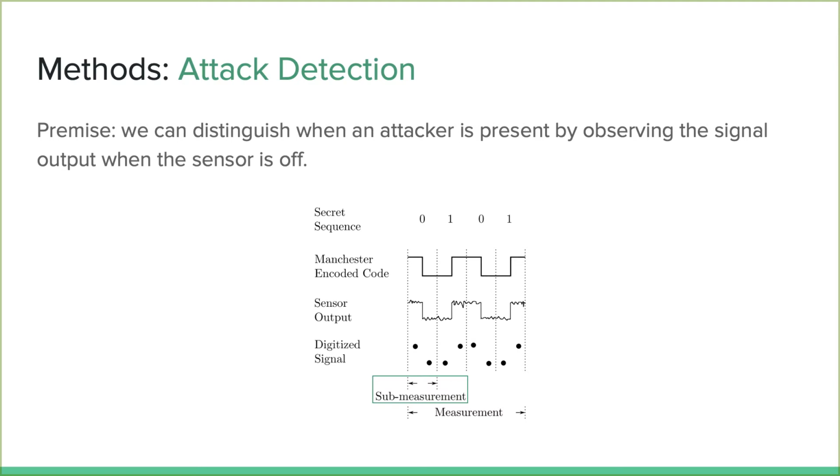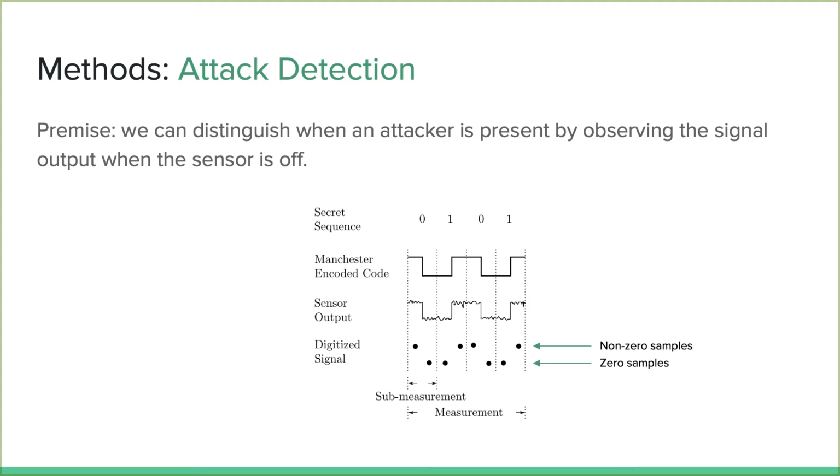for each bit, and in this case we're taking 2 readings, one when the sensor is turned on and one when it's turned off. And finally, after every n sub-measurements, we'll take an official sensor reading measurement, and that will be our sensor reading. The premise of this is the attacker has to pass all sub-measurements in order for the measurement to be valid.